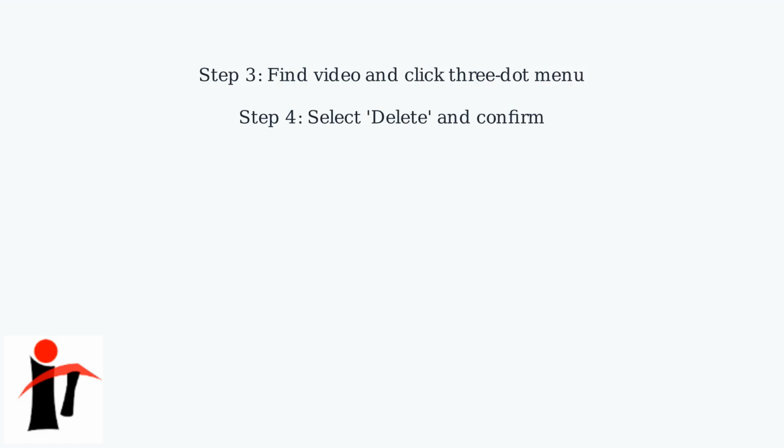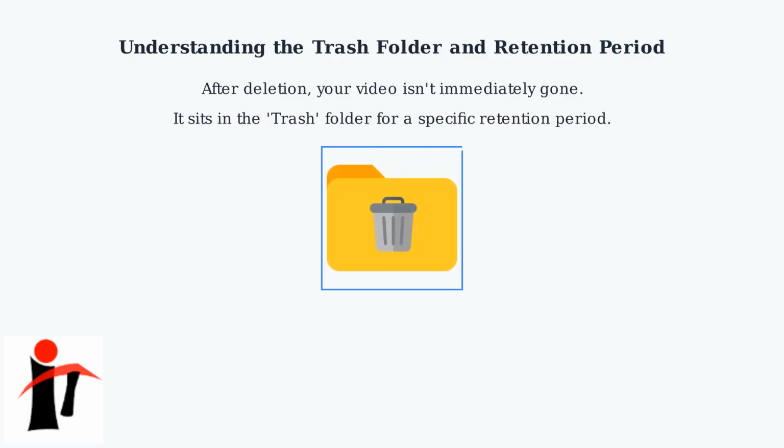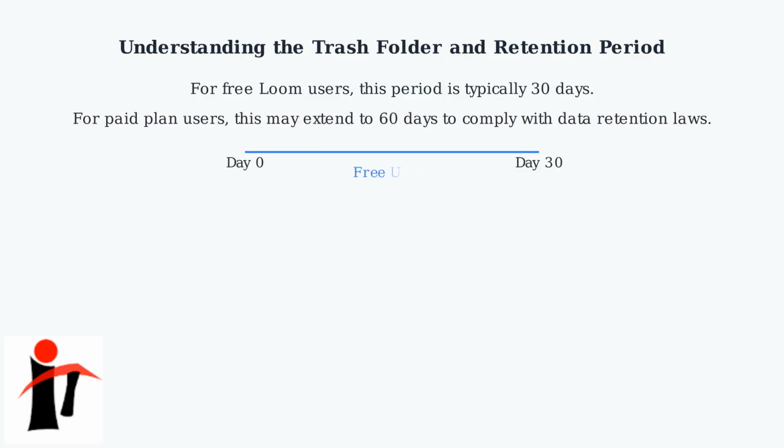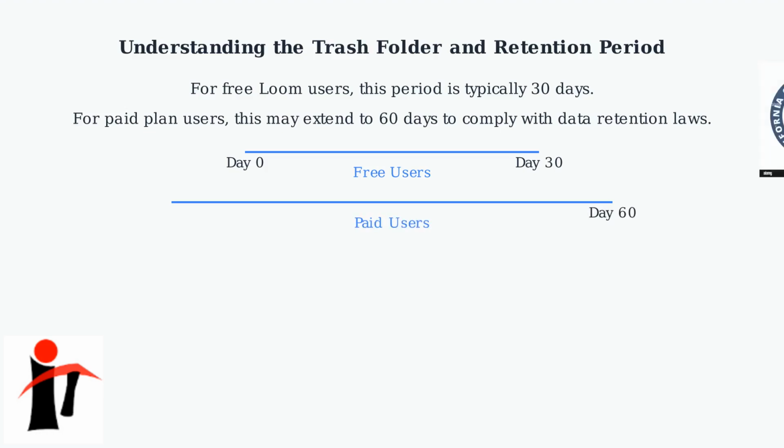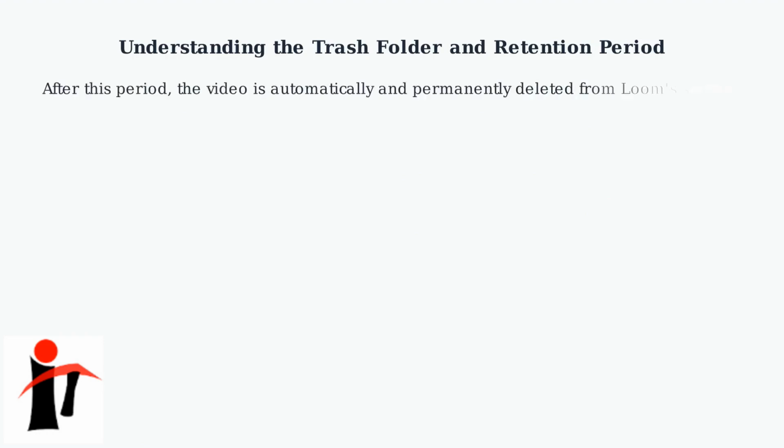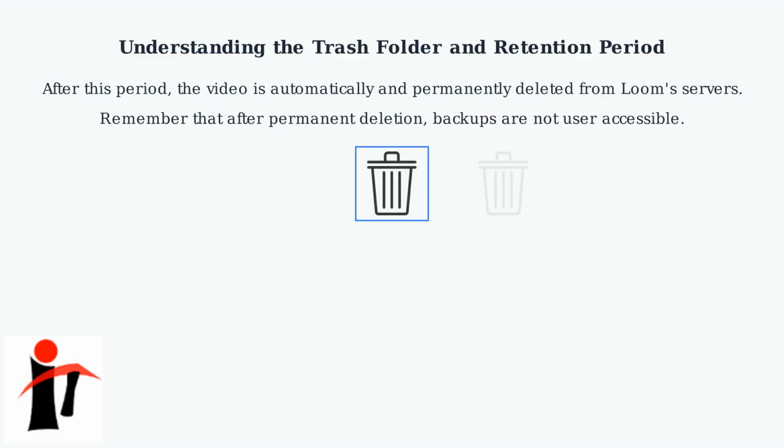After deletion, your video isn't immediately gone. It sits in the trash folder for a specific retention period. For free Loom users, this period is typically 30 days. For paid plan users, this may extend to 60 days to comply with data retention laws like GDPR and CCPA. After this period, the video is automatically and permanently deleted from Loom's servers. Remember that after permanent deletion, backups are not user accessible.